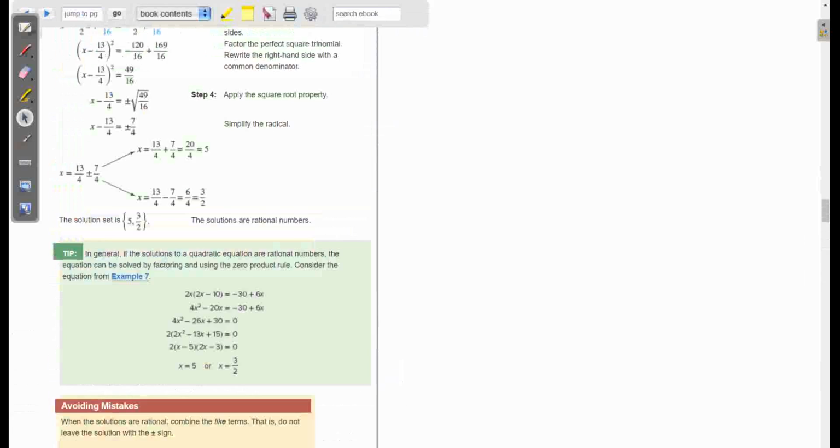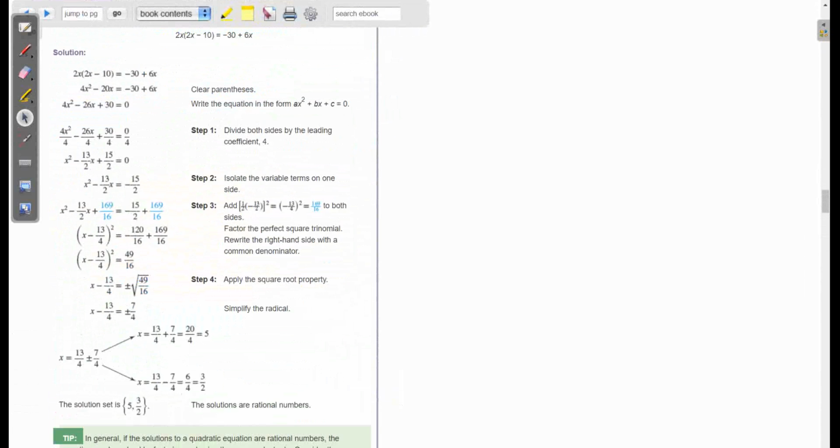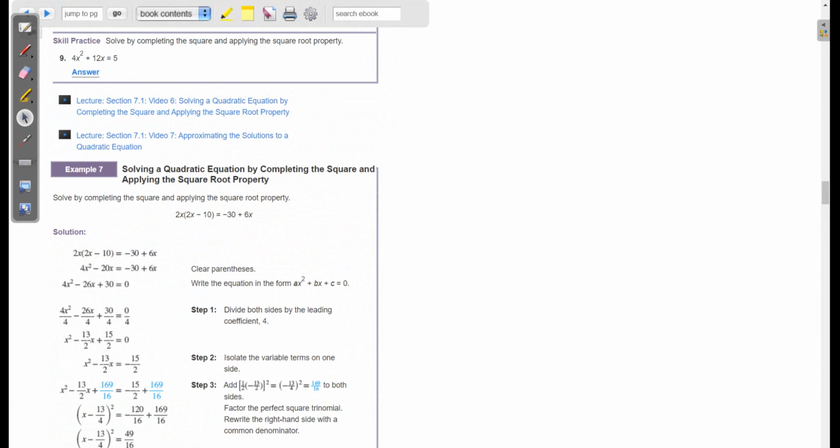Okay, so two more. Oh, this looks like a doozy. Okay. All right. I see how we're going to be today. All right. So solve by completing the square and applying the square root property. So we're probably going to have to clean this up for a moment, but real quick, let's go ahead and put my algorithm in.